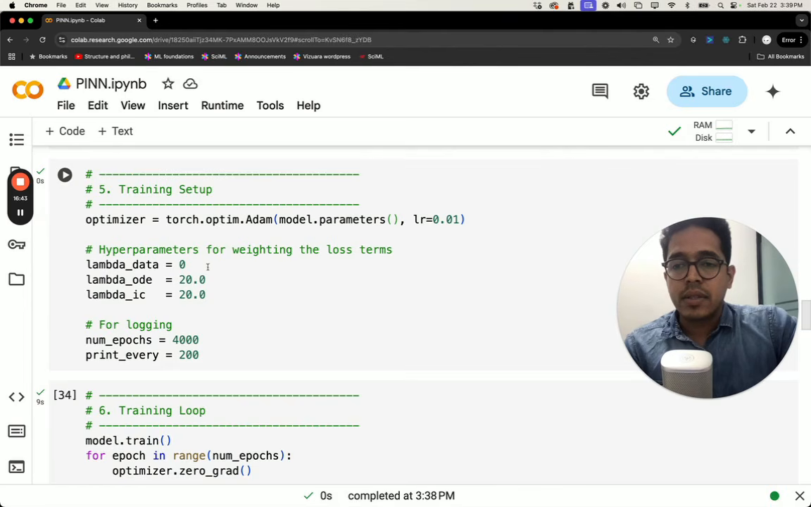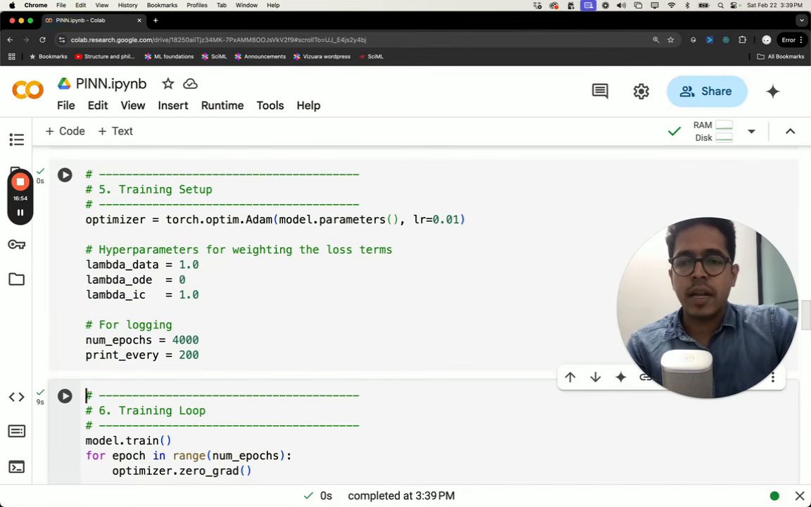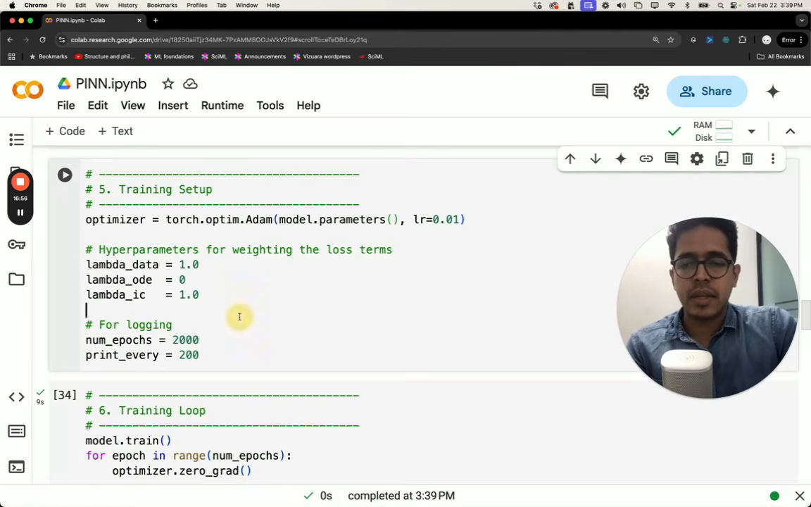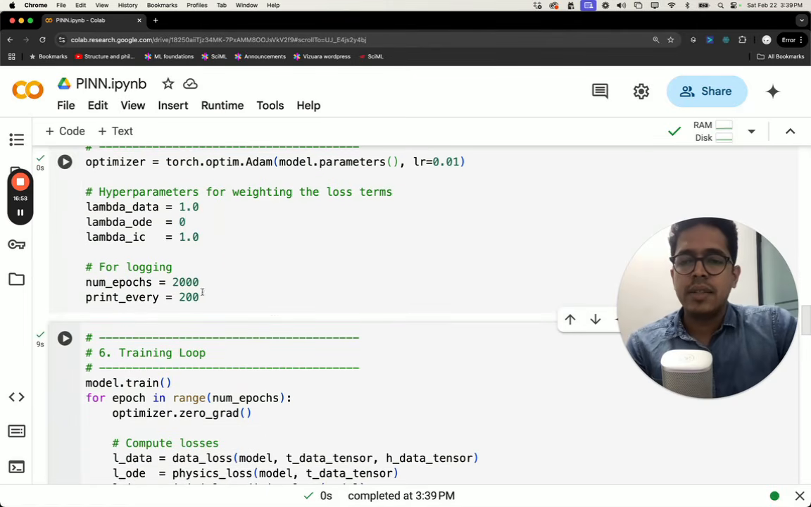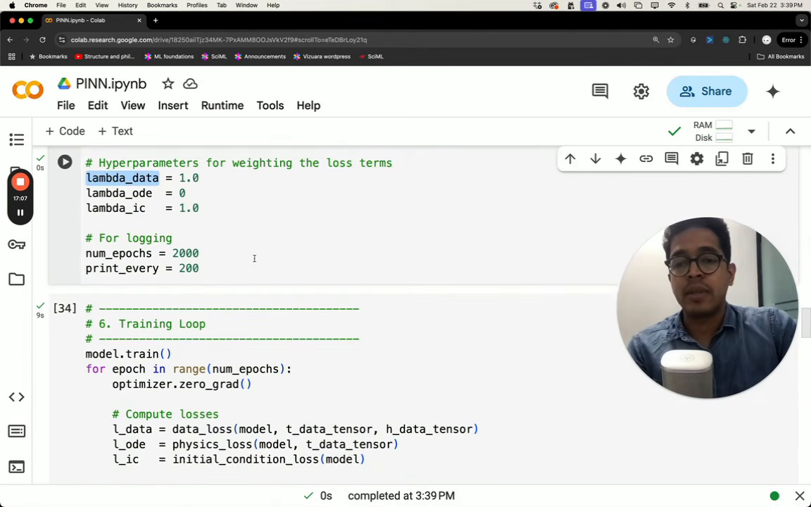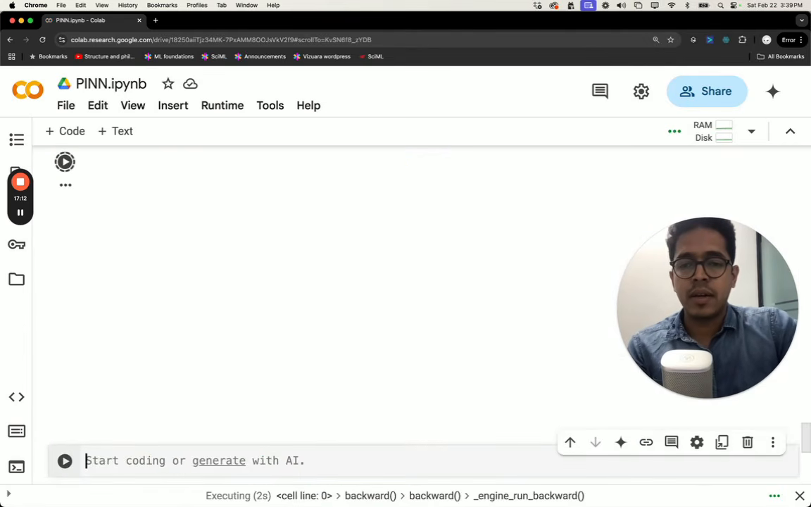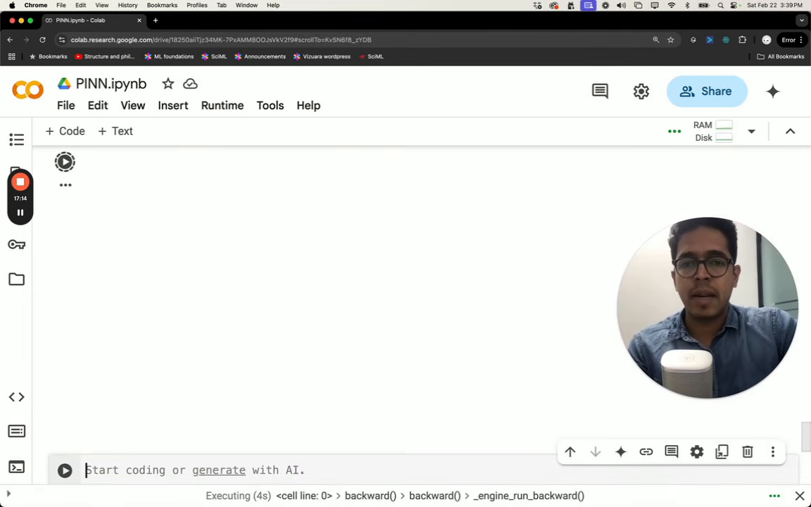Okay, how about this? I have this to be 1.0. So I want the experimental data not to be ignored. I want initial condition also not to be ignored, but I'm okay with ignoring the ordinary differential equation. What happens in this case? And I just want 2000 iterations. I don't want 4000. In this case, the neural network should probably have the initial condition same as h of 0 equal to 1. And the neural network should hopefully fit through all the data points instead of trying to be closer to the physics, meaning trying to be closer to the ideal parabola. Let's see what happens.